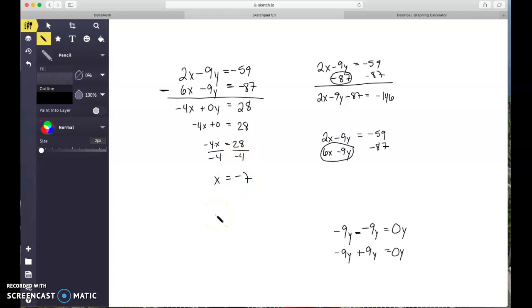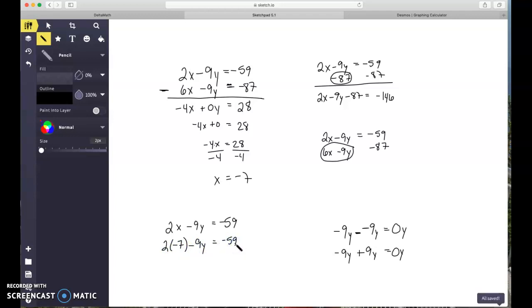All right, but just like with substitution, at this point, I know I'm not done yet because I need to find what y is. So I can go back up and pick either of my two equations. So I'm just going to use the first one, 2x minus 9y equals negative 59. And I'm going to plug or substitute that negative 7 in for my x. So 2 times negative 7 minus 9y equals negative 59.